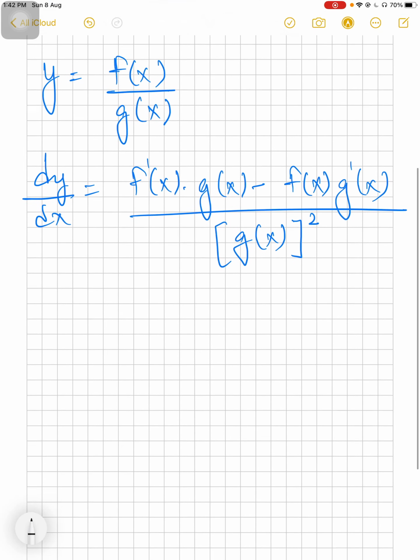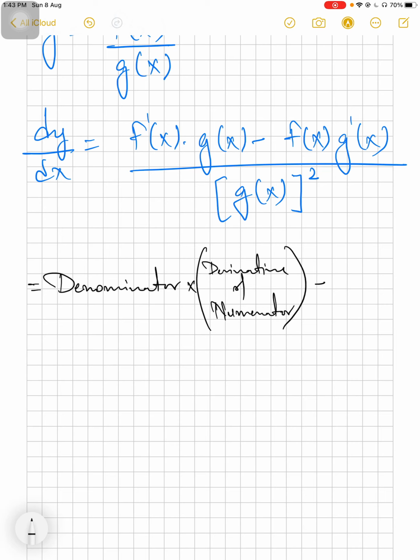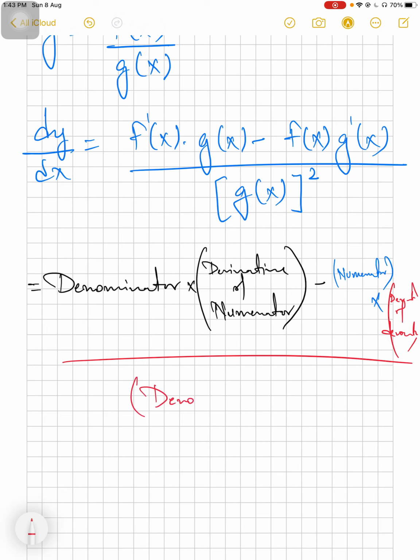So, for your easier understanding, you can also say this as denominator times derivative of numerator, minus numerator times derivative of denominator, and whole thing divided by denominator square. All right, so this is how you are going to do it.